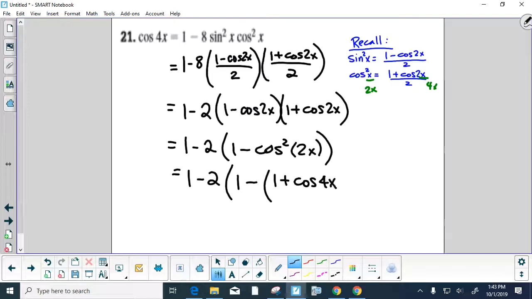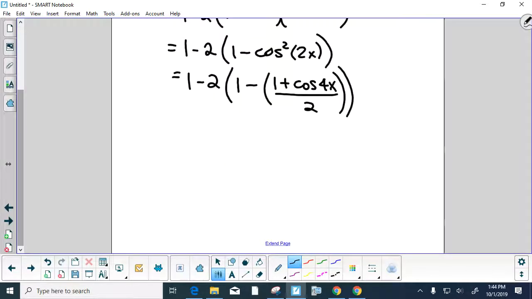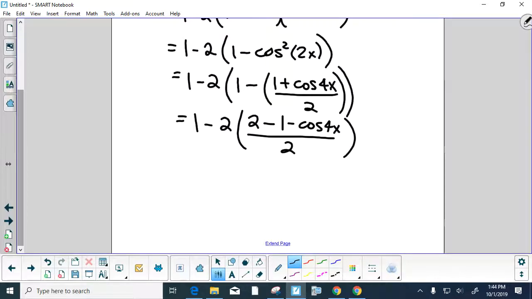Good, and I'm really happy to see that 4x all over 2. And I'm hoping some of this will cancel out. All right, so let's see what happens here. We get 1 minus 2 times, I'm going to get a common denominator here, which is 2. So I can multiply this 1 by 2 minus, and I'm going to distribute the negative, 1 minus cosine of 4x. All I do is distribute the negative and found a common denominator.